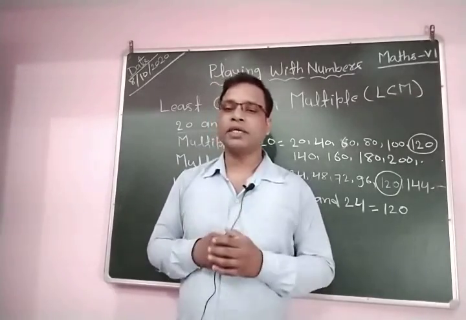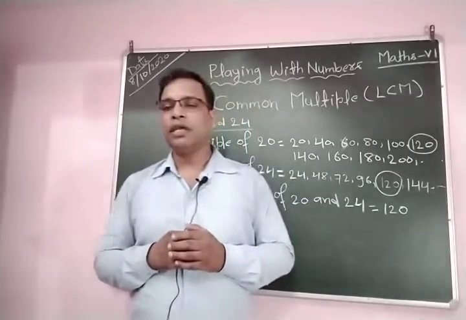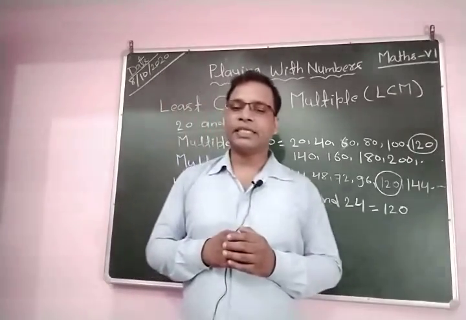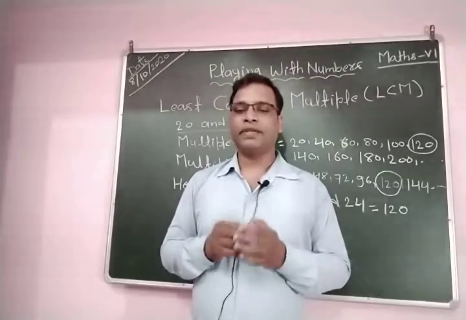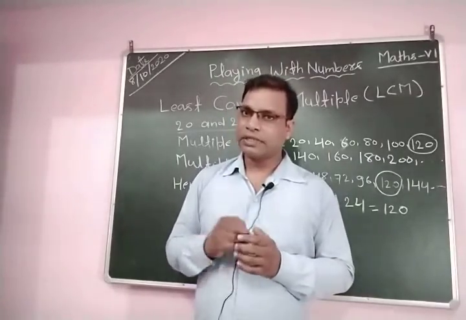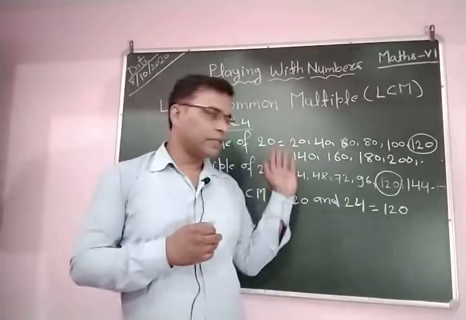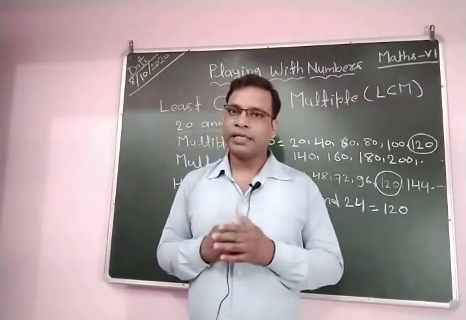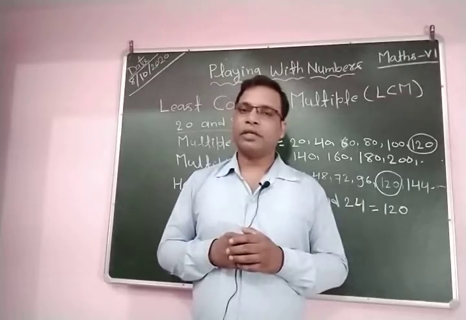LCM is the product of all the different prime factors of the given numbers, using each common factor the greatest number of times it appears in the prime factorization of any of the given numbers. First we take three numbers and try to find the LCM by this simple method. After this we find the LCM by prime factorization and division methods.